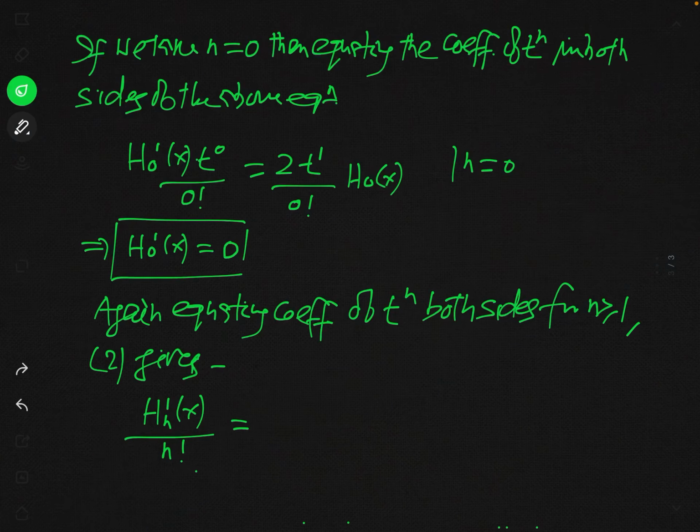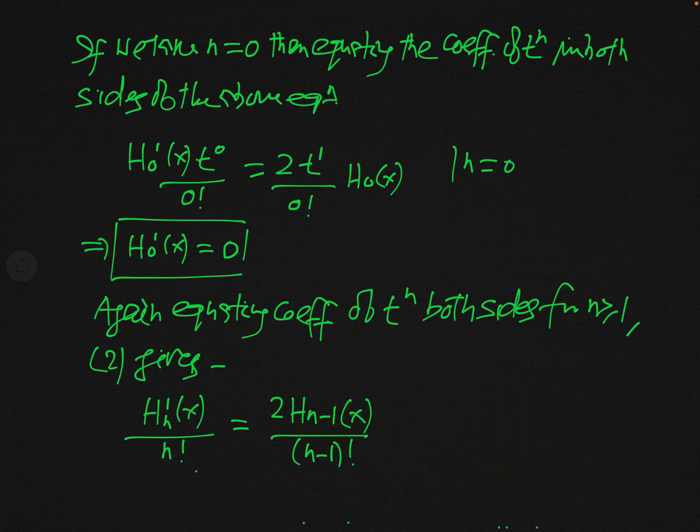You can see easily. So this will be 2 Hn minus 1 of x over n minus 1 factorial. So this is the expression when actually we have equated the coefficient of t raised to the power n in both sides of equation 2 for n greater or equal to 1.